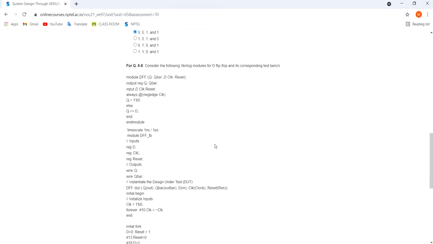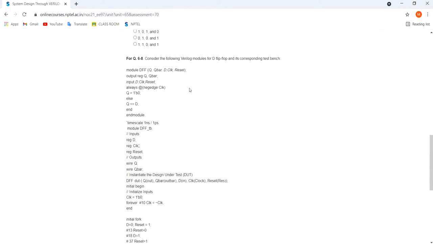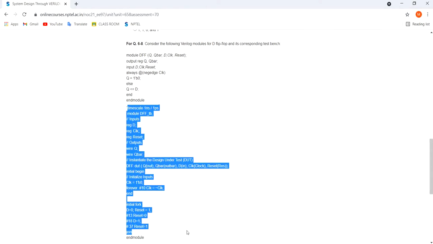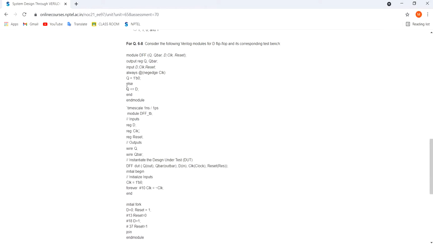Here is the code for the 6th to 8th questions. Consider the following Verilog modules for a D flip-flop and its corresponding test bench. Here is the normal Verilog code for the D flip-flop, and this is the test bench code for the D flip-flop, highlighted in blue color.